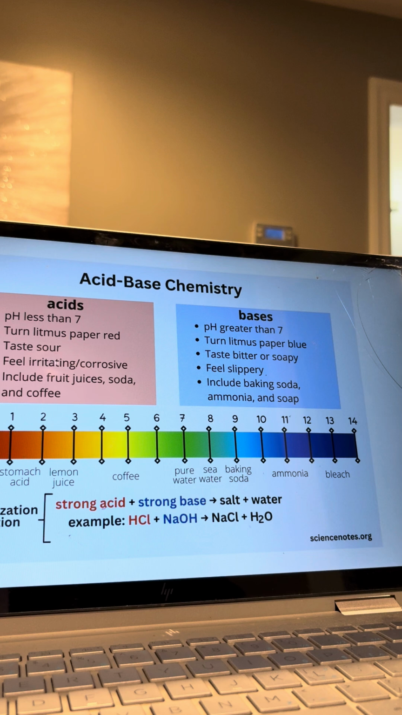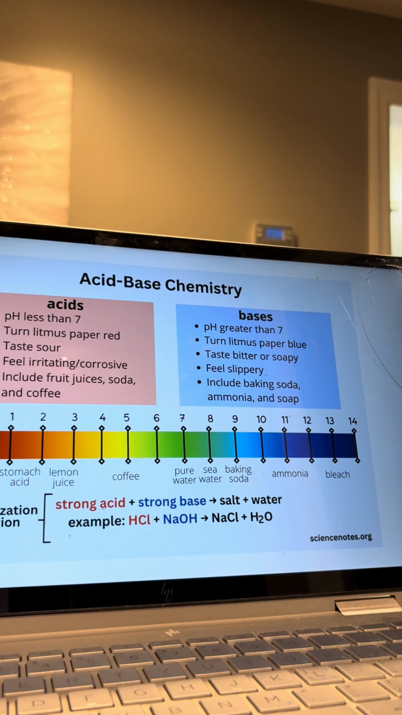All right, so just in general, what we've learned about acids and bases. This is something that we talked about in the past when I taught you guys this in grade 9. Acids are characterized by the fact that their pH is going to be less than 7. They turn litmus paper red. This is something we will be doing in our lab. They taste sour, which we will not be doing in the lab. They're corrosive, and some examples would include fruit juices, sodas, and coffee.